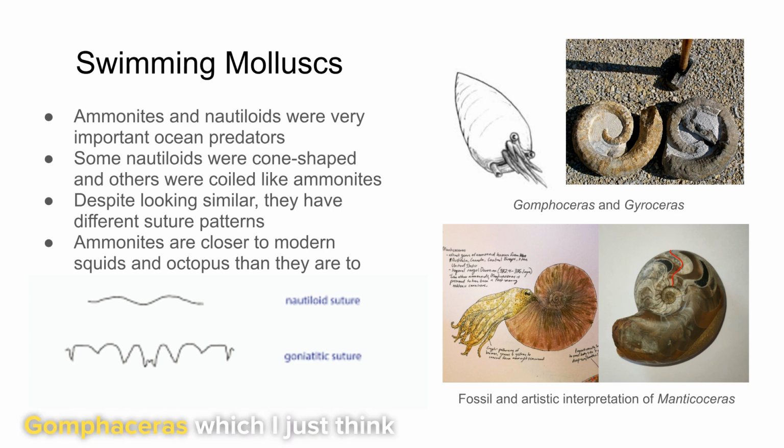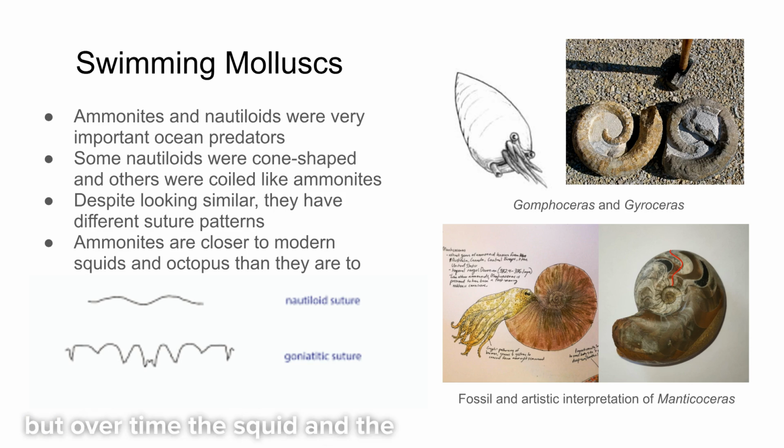Some nautiloids, like Gomphoceras, which I just think is so cute, were cone-shaped, and others, like Gyroceras, were more coiled, like the ammonites. Despite looking similar to one another, they have very different suture patterns. They're like a series of layers inside of the shell, right? And it creates a tiny series of air bubbles throughout the shell. This is what gives them their buoyancy. At the time when these guys first evolved, this was revolutionary, right? To have a swimming mollusk, this was revolutionary.